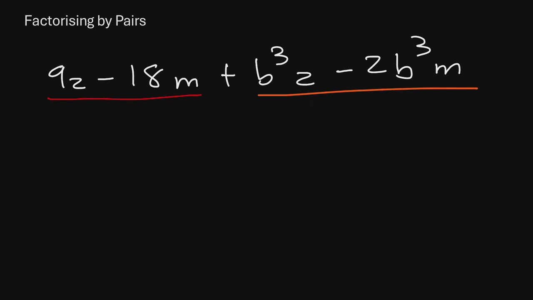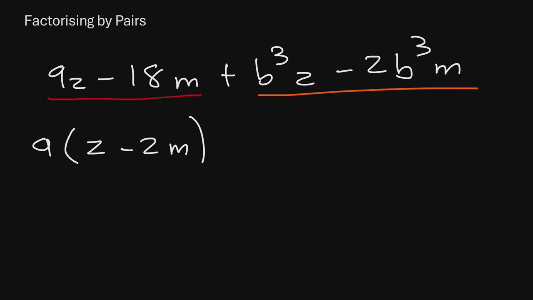So now we take out the common factor on the first pair. The common factor on the first pair is 9. If you take out 9 as a common factor, remember, you're going to say this term divided by 9, and then 9 will cancel that out. We will be left with z. And then we say 18m divided by 9. That is going to give you negative 2m. Okay? And then you move on to the second pair.